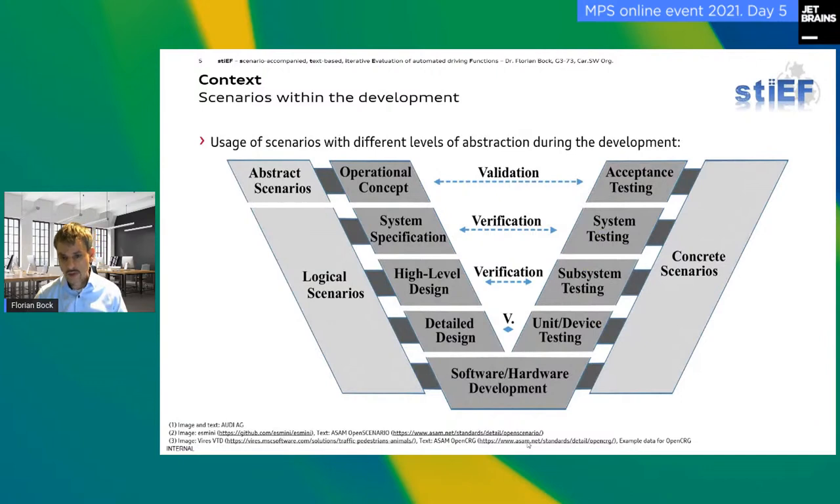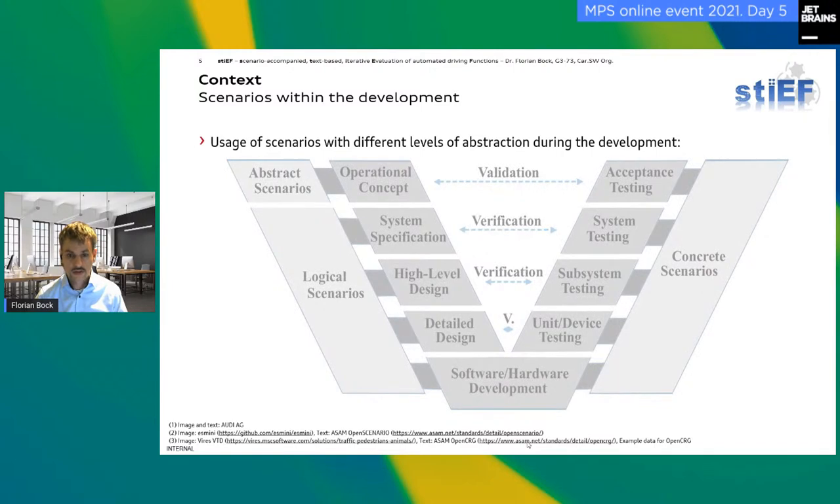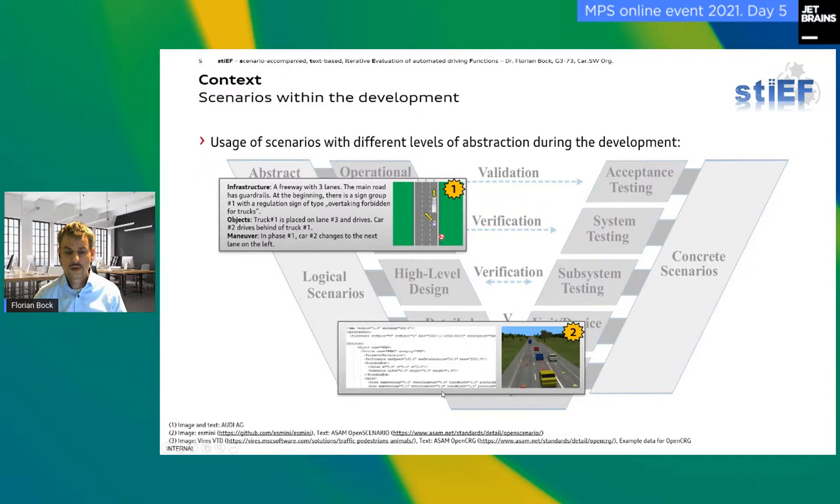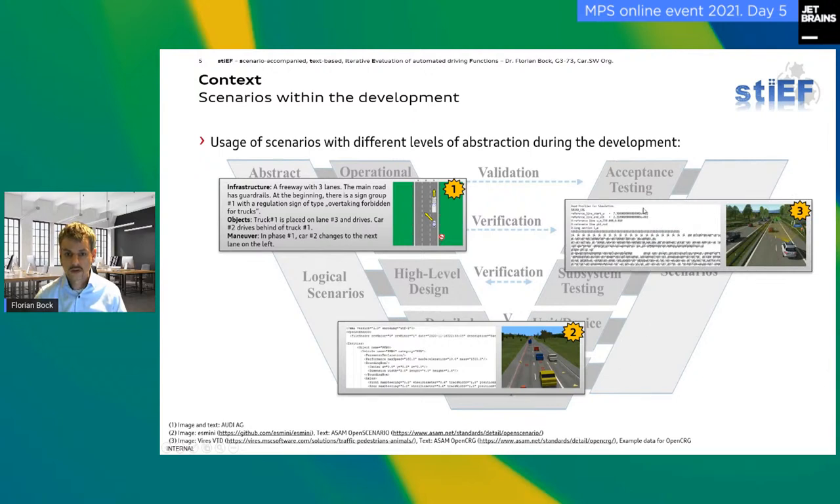If we talk about the V model and the different phases of the development process, then we are using scenarios at different levels of abstraction, as already described. We are talking about a typical abstract scenario description, where I have described my scenario in natural language text and also have a corresponding sketch. In the implementation phase, I'm using a technical format with the corresponding visualization mechanism. And on the concrete side, we also have a technical format, which is then used within a simulation framework to run the tests and to improve the system.